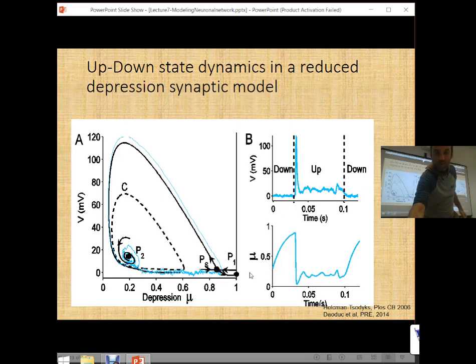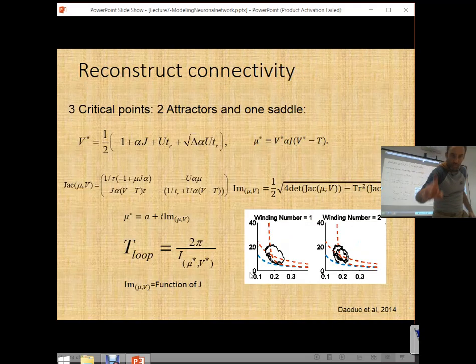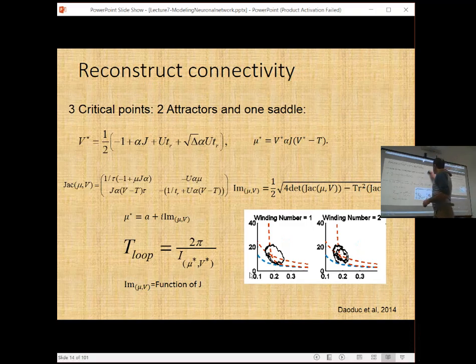Okay, so let's continue. Now, there's something interesting here. I'm not going to do the calculation, I'm going to describe the calculation for you. There are 3 critical points we just discussed: 2 attractors, the one at the bottom and one inside the limit cycle, and the saddle point.